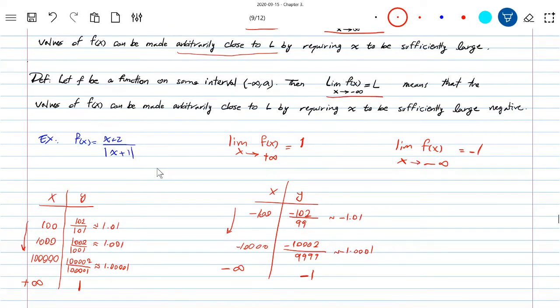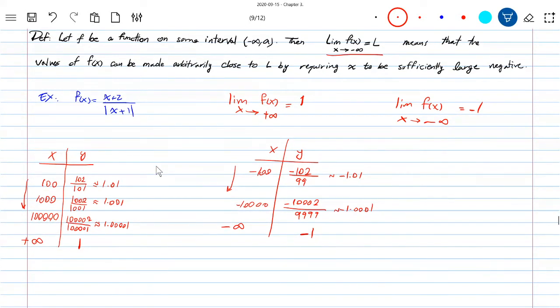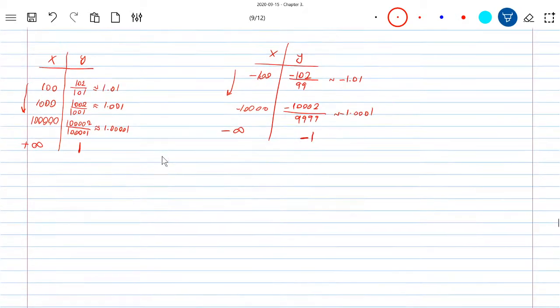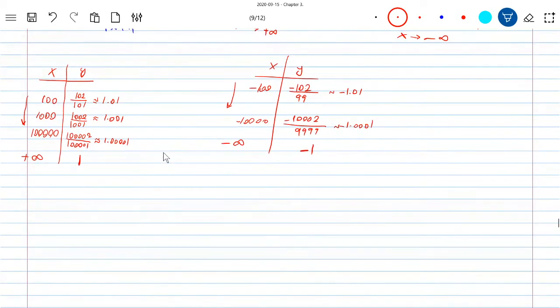This is the basic idea of the behavior of the function as the x value is getting larger, what happens to the y value. If you think about this function, I don't really know what happens in the middle, but if you pick a large x value, let's say 100,000, the y value is approaching 1. Not even 1 precisely.